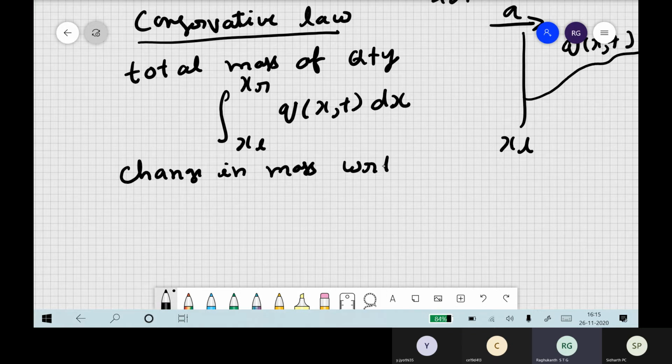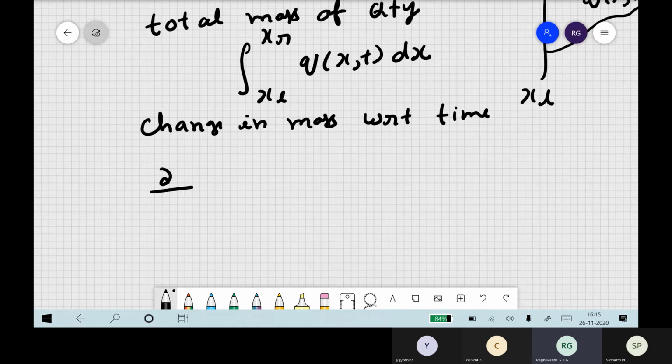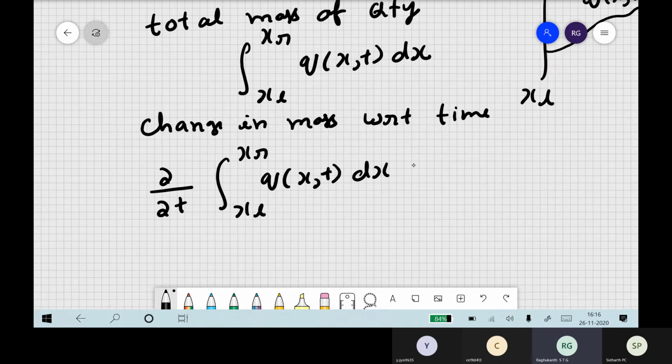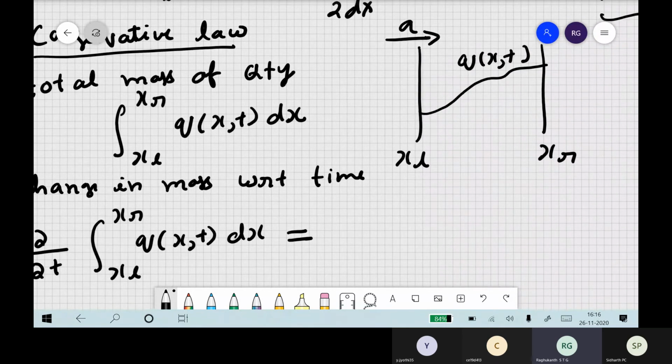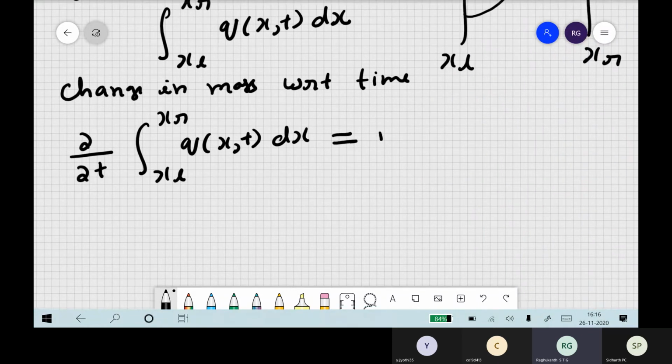with respect to time, then I have to differentiate: d by dt of the integral from x_L to x_R of q(x,t) dx. So this is my integral. How do I find this out? This depends on the fluxes. How much is coming through the left boundary, and how much is going out from the right boundary, because it is like conservation of mass. So this depends on the flux at the left boundary minus the flux at the right boundary.